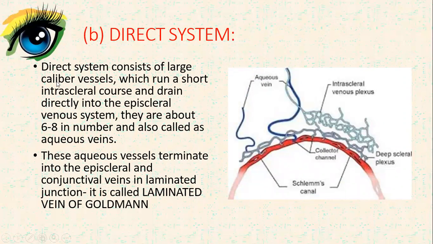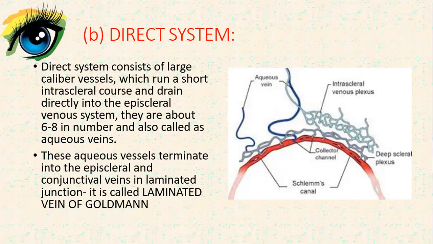In the direct system, what happens? In the direct system, there are large caliber vessels which run short intrascleral courses and drain directly into the episcleral venous system. They are about 6 to 8 in number and are also called aqueous veins. So the indirect one goes through the intrascleral venous plexus, numbering 15 to 20, and then to the episcleral vein. The direct one is very clear cut. They collect from the canal of Schlemm directly through the aqueous veins and episcleral vein. So that is the direct one.